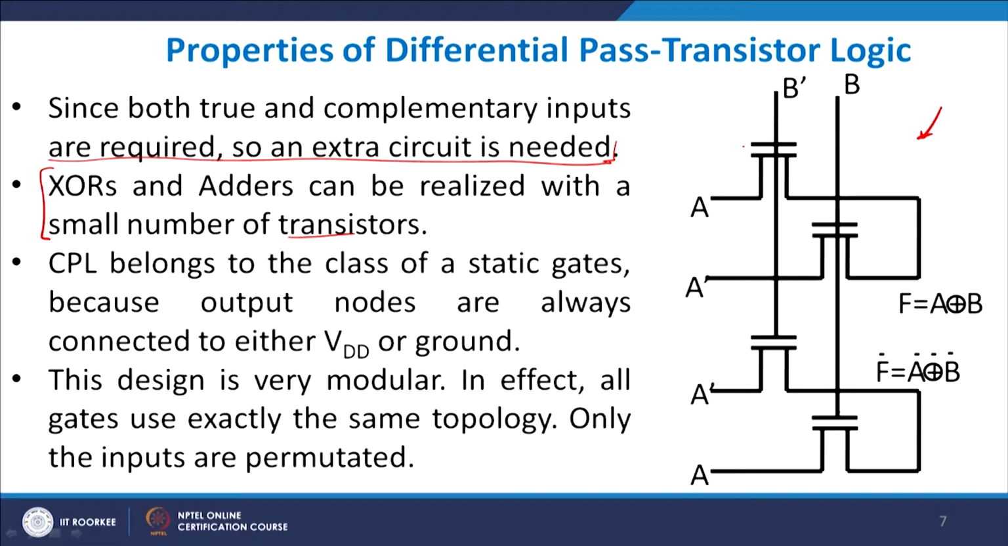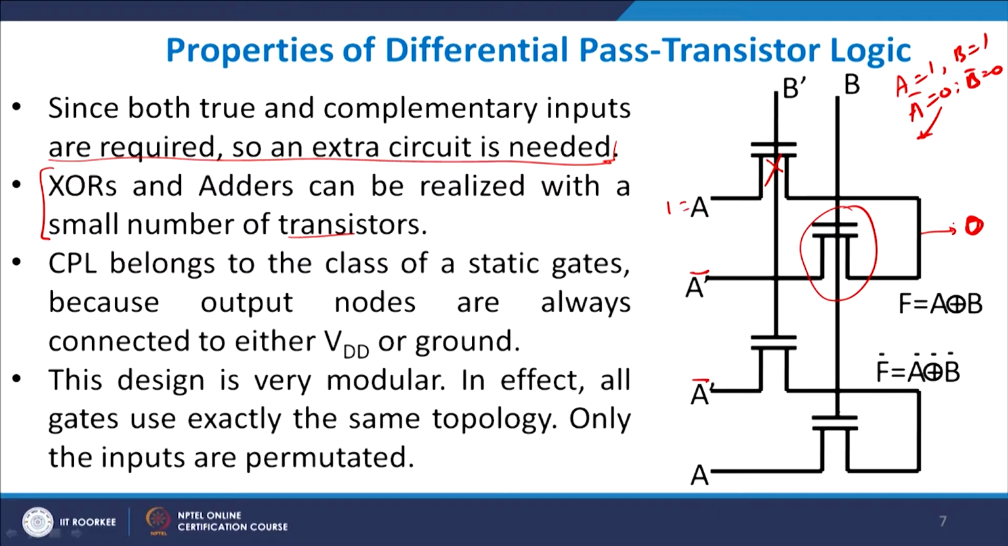You can see here A bar, A. If A equals 1 and B equals 1, then A bar will be equal to 0 and B bar will be equal to 0. So this will be 0, meaning this will be cut off, and B equals 1, meaning this will be on, and therefore A bar will appear on the output side here. That is nothing but 0, which means that when A and B are both equal to 1, I get 0.